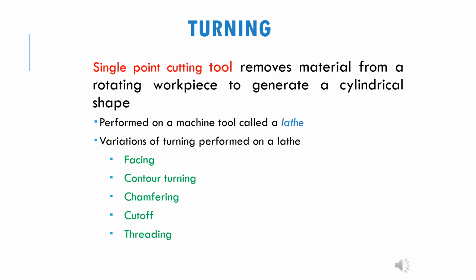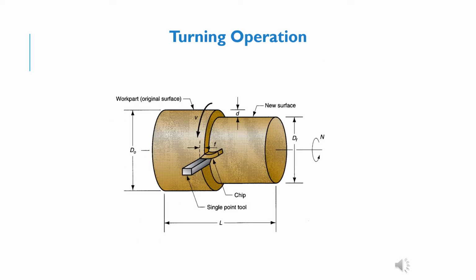Let us go to the first machining process, which is turning. Turning is a single point cutting process to remove material from a rotating workpiece to generate a cylindrical shape. This one is performed on a machine tool called a lathe. Variations of cutting operations of turning performed on a lathe are like facing, contour turning, chamfering, cut off and threading.